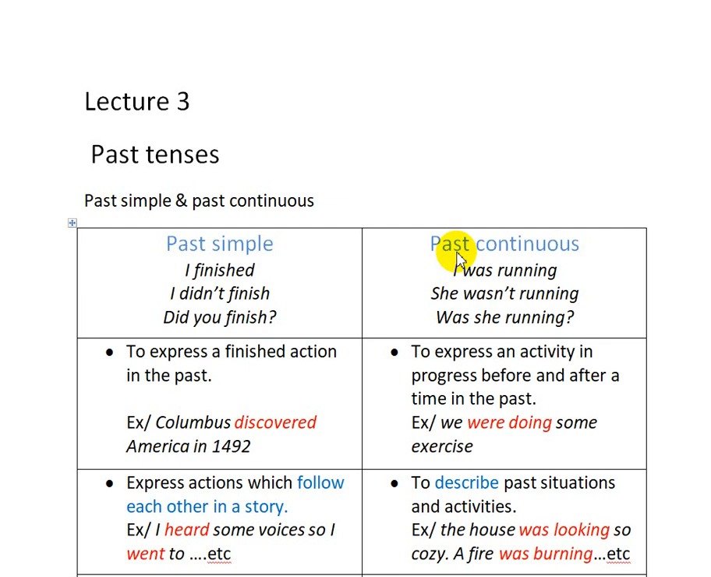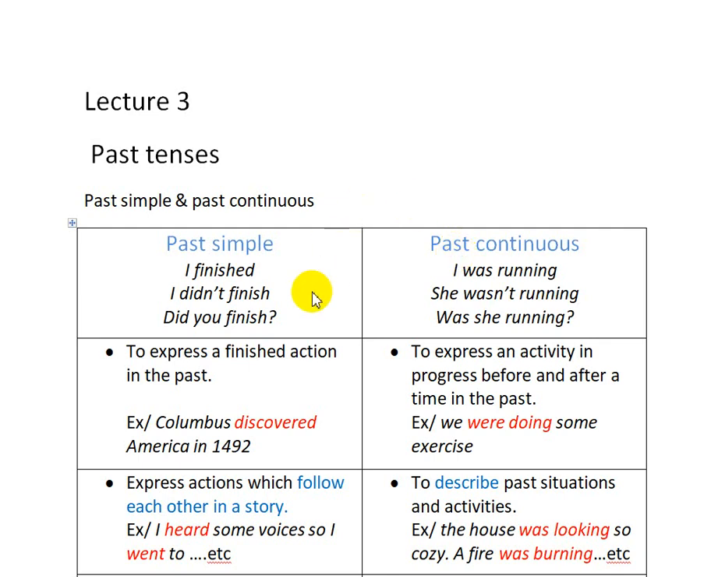Good morning, everyone. Our lecture today is about past tenses, the past simple and past continuous tenses. I have made a comparison between the past simple tense and the past continuous tense. This will be so useful for you.